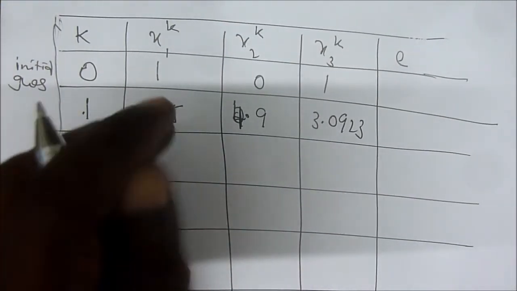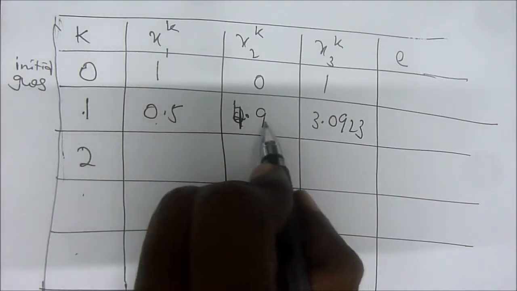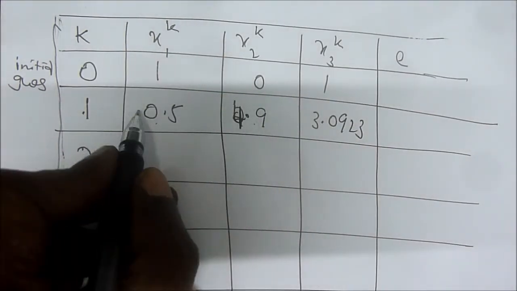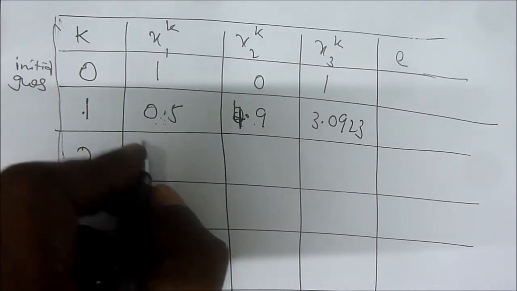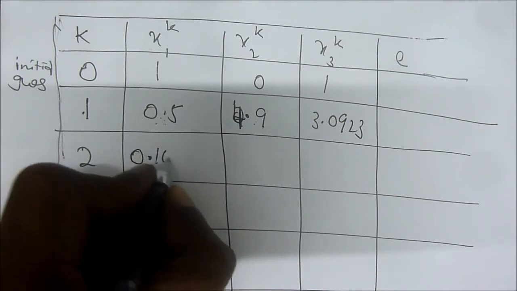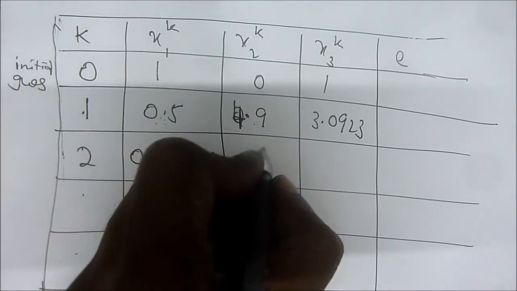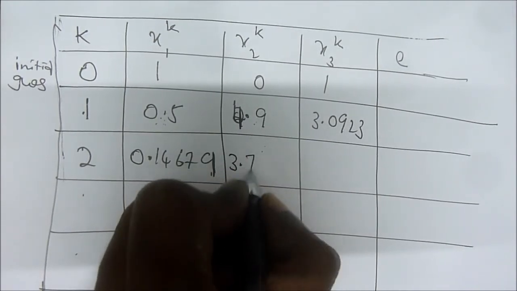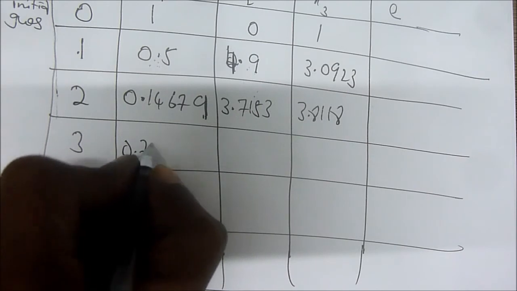Then we need to pick the latest again. I remind you, please pick the latest value. Many of them forgot, they will start choosing these three. No, we need to calculate. The first one is already 0.5. For the second one, you need to choose the latest value. In this particular case, 0.14679. You need to choose this latest value to calculate x2. Then only you will get 37153, 38118, and let's say this is the solution.